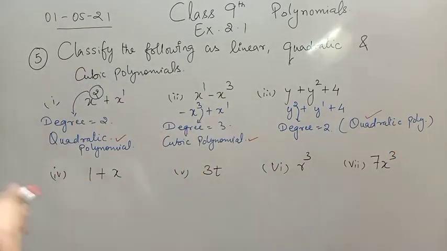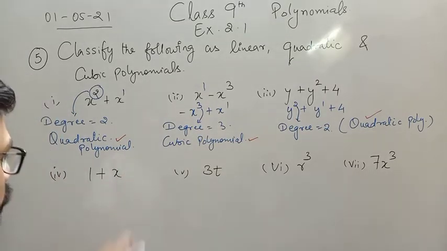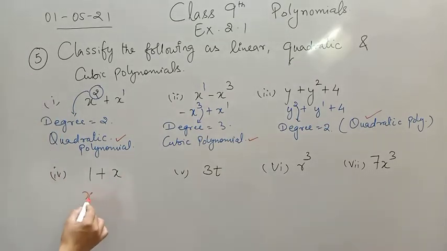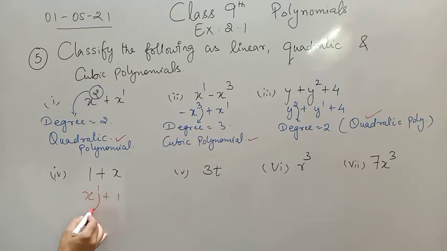Now 1 plus x. Whenever the highest degree of the variable of any algebraic expression is equal to 1, I can write x to the power 1 plus 1, and the highest degree is equal to 1. If the variable has a highest degree equal to 1, that means it's linear. Degree is equal to 1, so it's a linear polynomial.